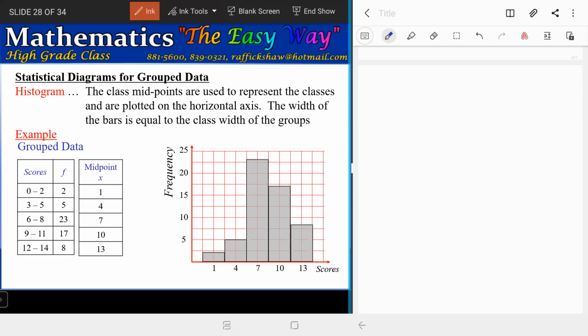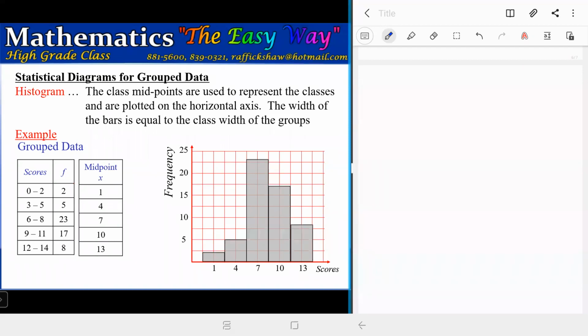The bars go from boundary value to boundary value. That's the first statistical diagram I'm showing. Yes? So for normal graphs, sir, we would normally put the values on the x-axis as the value it's supposed to represent, but for histograms, we use the midpoints.